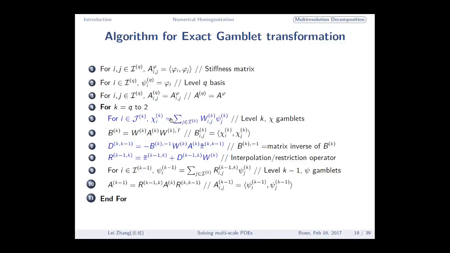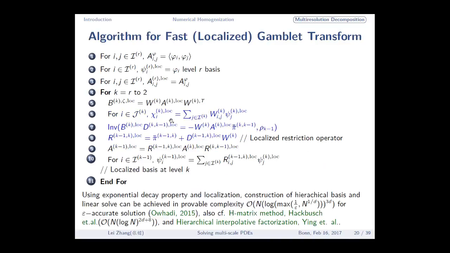It's not so costly. For the exact, it's costly, but for the localized, it's not. Okay, so that's localized. Previously I told you that's exact because all the bases are globally supported. So if you really calculate that, you get nothing. But if you want to get something, you have to use exponential decay and localization. And the only place you do that is here, just to solve this. That's the only place you use this localization.